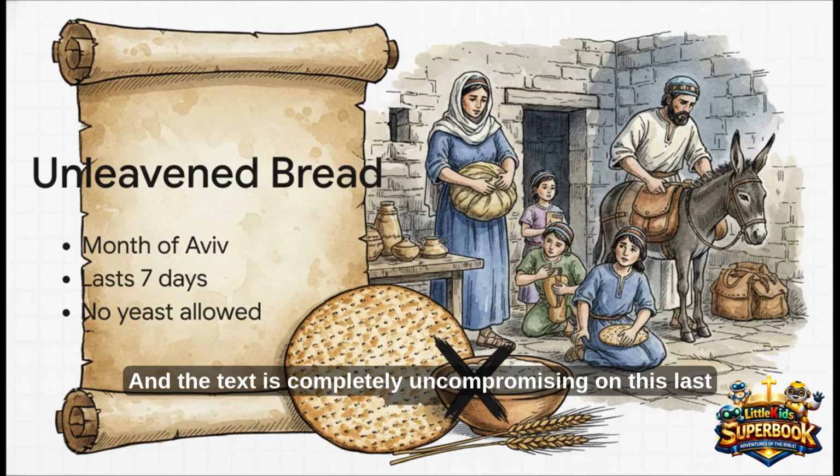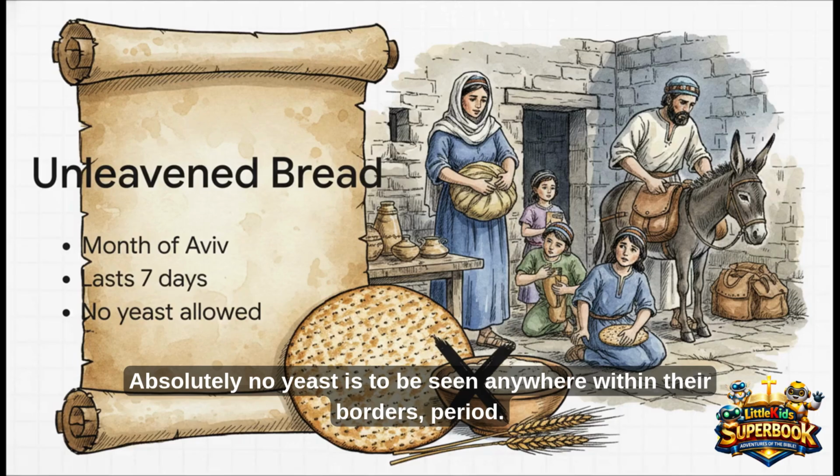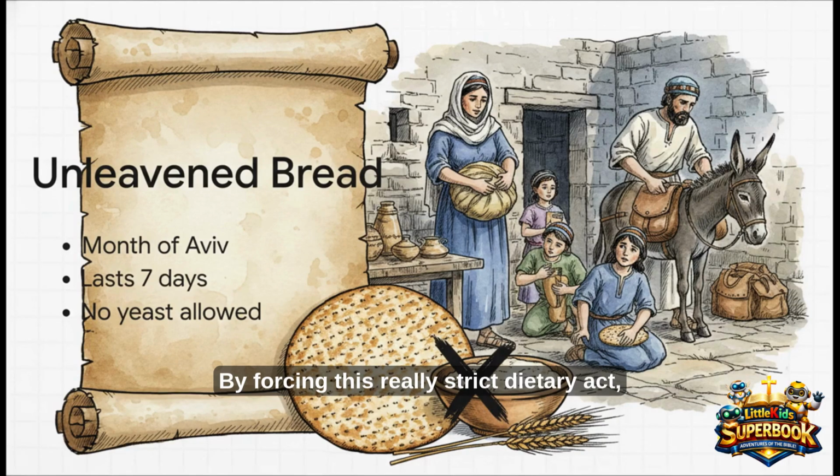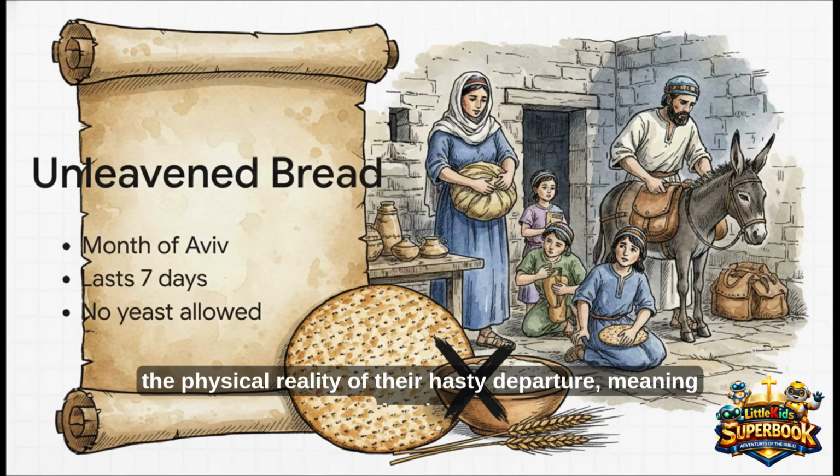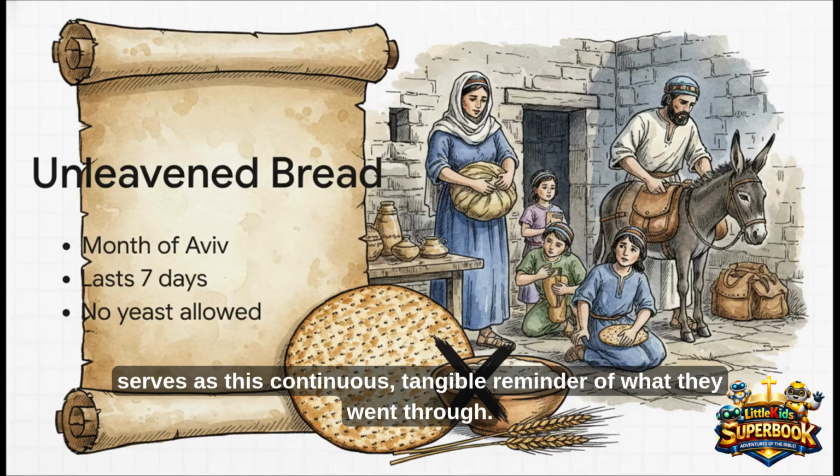And the text is completely uncompromising on this last point. Absolutely no yeast is to be seen anywhere within their borders. Period. By forcing this really strict dietary act, the physical reality of their hasty departure, meaning leaving so fast they literally couldn't even wait for their bread to rise, serves as this continuous, tangible reminder of what they went through.